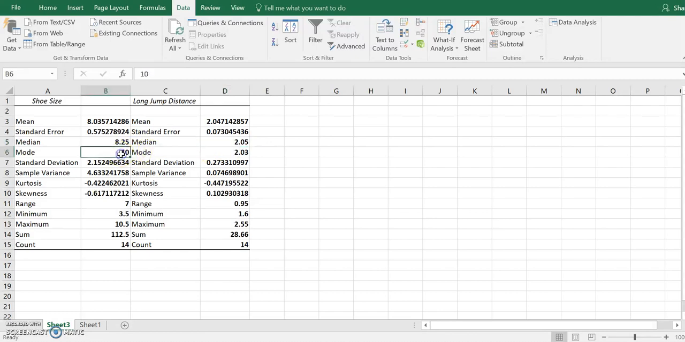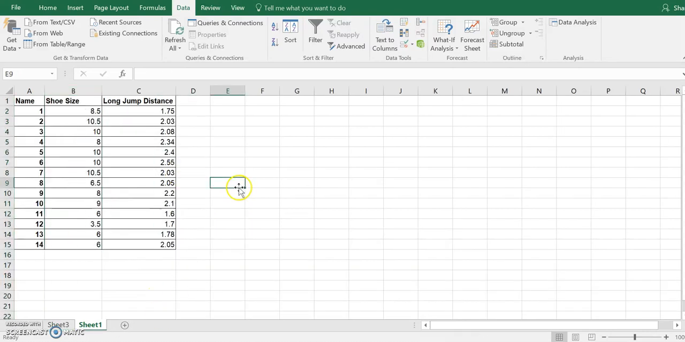The mode is the most common, remember, so the most common was say 10, and then the mode for jumping was again about 2 meters roughly. Then you've got your standard deviation here, and then you come down, we can see the range roughly. Okay, so next we are going to go back to our data here, and then we are going to do a graph so we can see it.